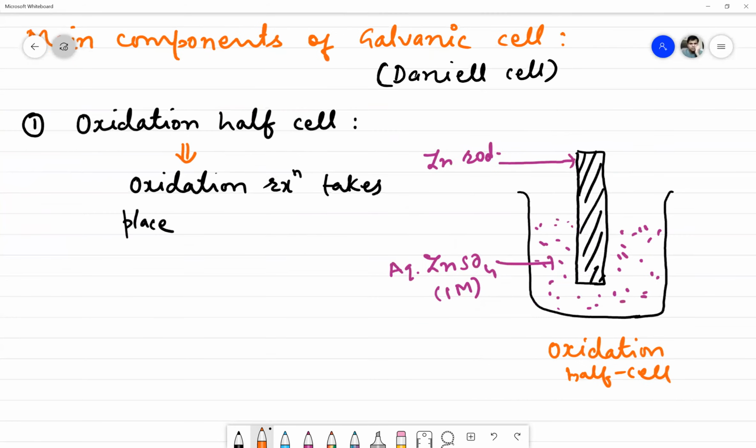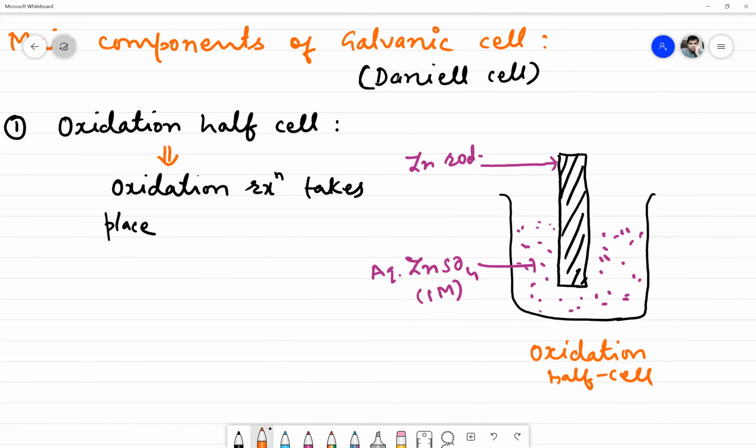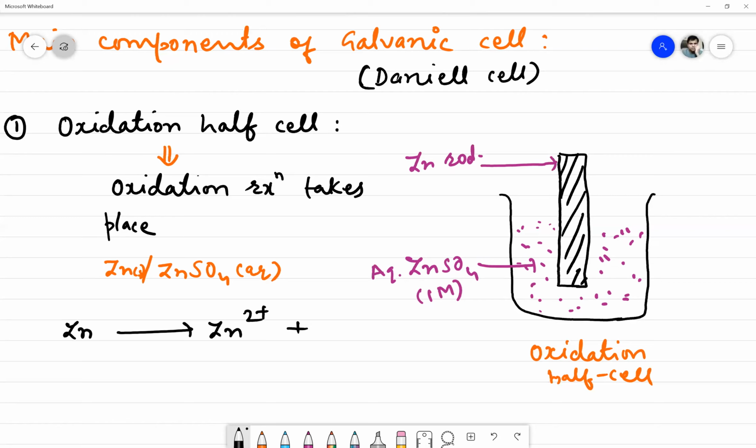So the zinc rod is dipped in ZnSO4 solution, which is aqueous, and the zinc is solid, and the oxidation reaction takes place. So we can write the reaction here also. Zinc metal gets oxidized here, and we get Zn2+ ions, and electrons are released.